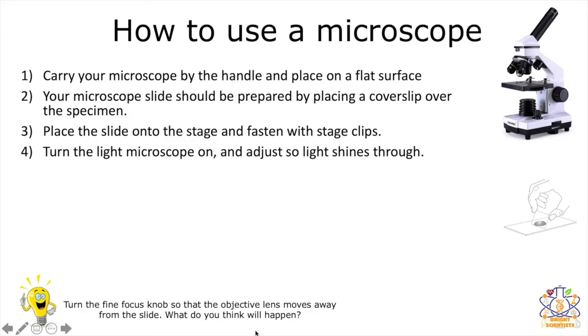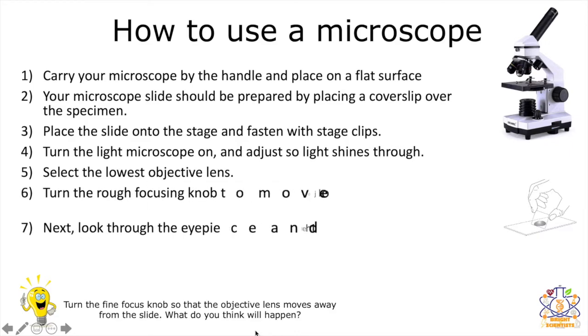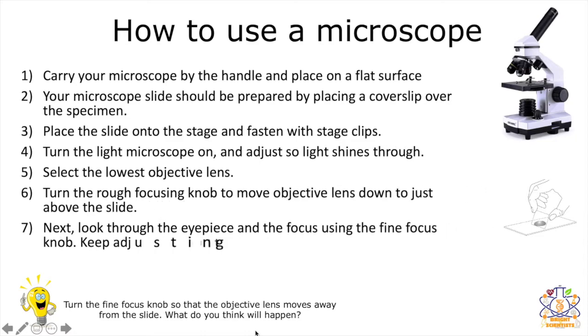And turn the light microscope on and adjust so light shines through. You then need to select the lowest objective lens on the microscope, so it can usually be 40 times. You turn the rough focus knob to move the objective lens down to just above the slide. And next you look through the eyepiece and focus using the fine focus knob. Keep adjusting till you see a clearer image.